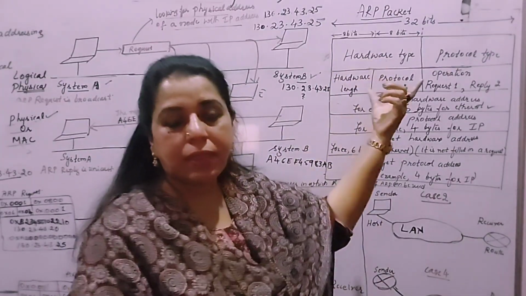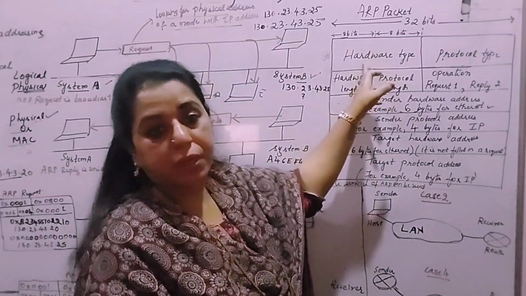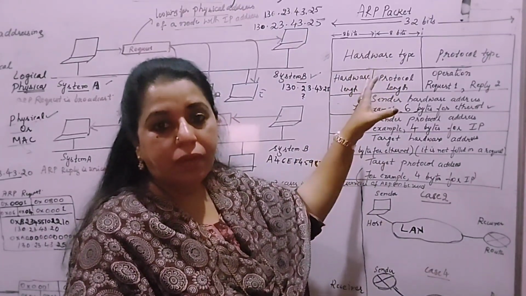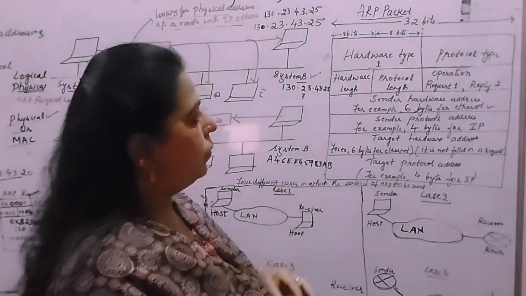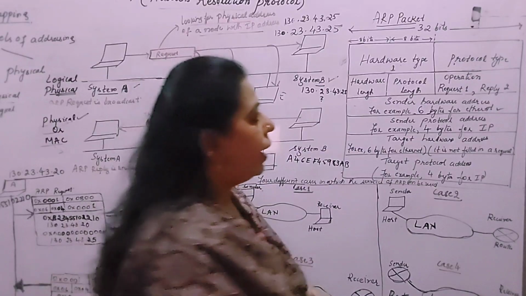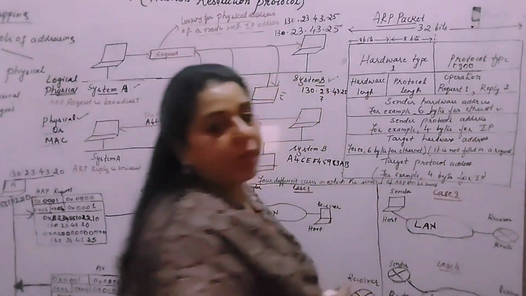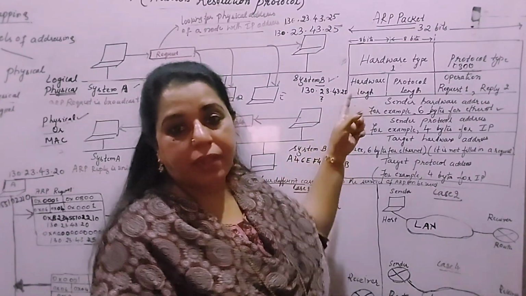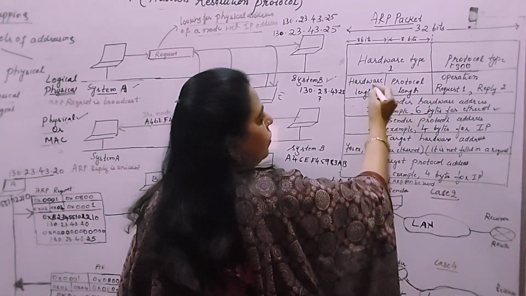The first field is the hardware type, the value you need to mention here. So the type of the LAN. For Ethernet, the value is 1. So the value 1 gets included here. Protocol type. So here it is IPv4, and the value for this is 0800. So this will get included here. Hardware length. You are using a MAC address, so the hardware length will have a value of 6 here.